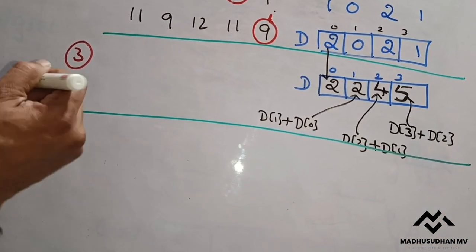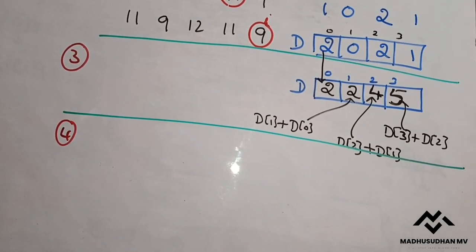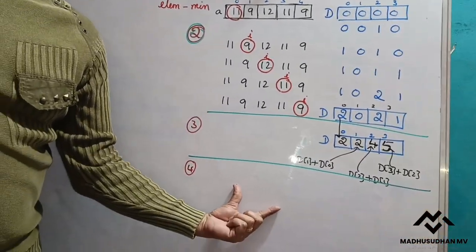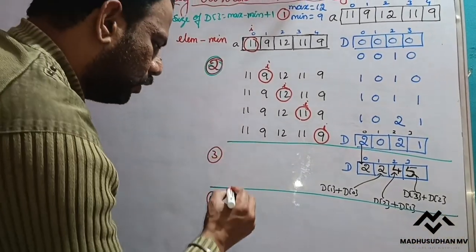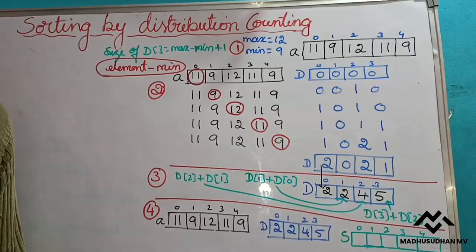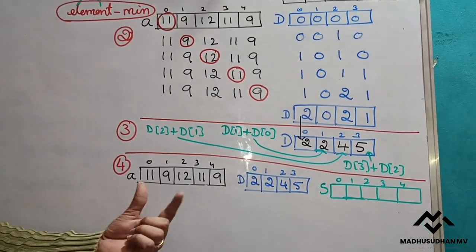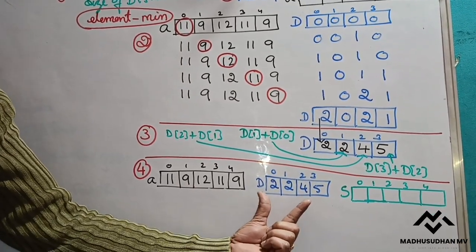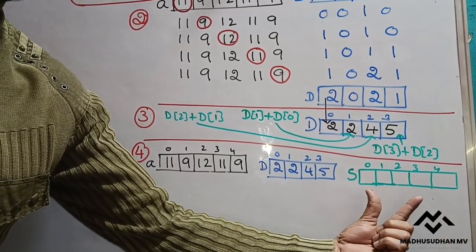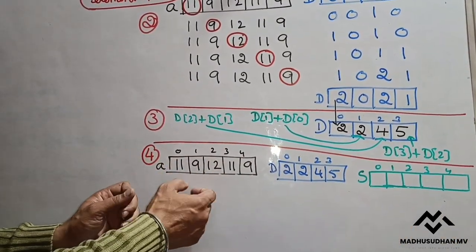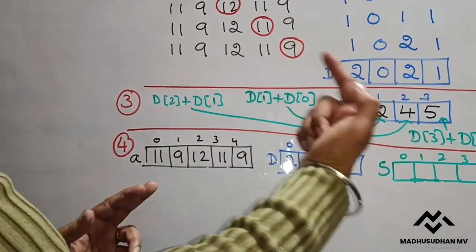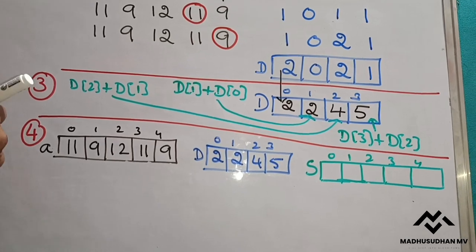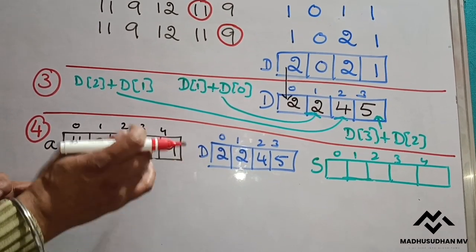Next we need to find the fourth one. Now we need to place the given array elements to be sorted in the final sorted array. So now we go to the fourth step. This is the given array of elements to be sorted, this is the distribution value we found, and this is the sorted final array, the output array. Now I need to place the elements of the given array into the sorted array using these distribution values. For that we travel from the last element of the given array.